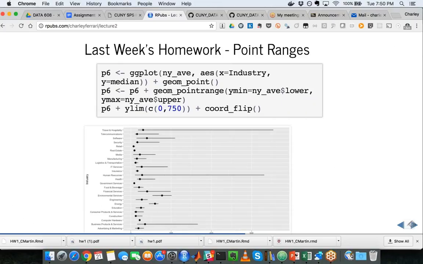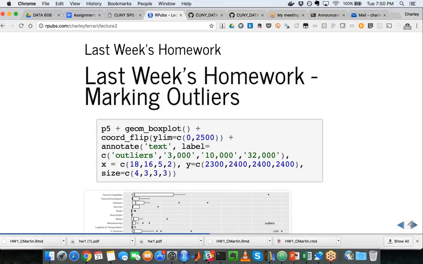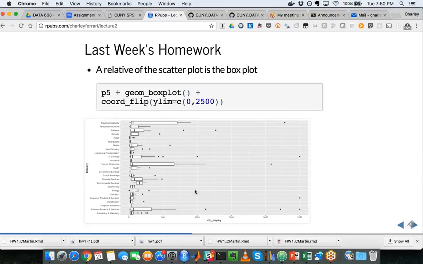You could just use point ranges, which simply show the median, or the mean, and the range. Someone for their homework did something similar to this, where it was a box plot, but they provided an additional layer that showed what the mean was. I actually found it was a very creative way of giving the viewer more information.